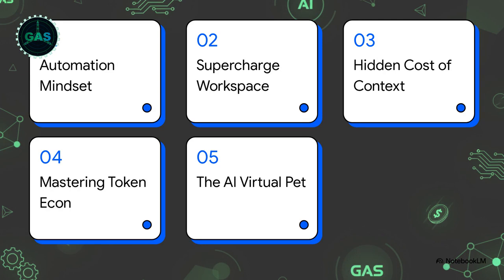It's broken down into 5 key areas. We're starting with the automation mindset, then supercharging your workspace, looking at the hidden cost of context, mastering token economics, and then we'll wrap up with something pretty fun, the AI virtual pet.